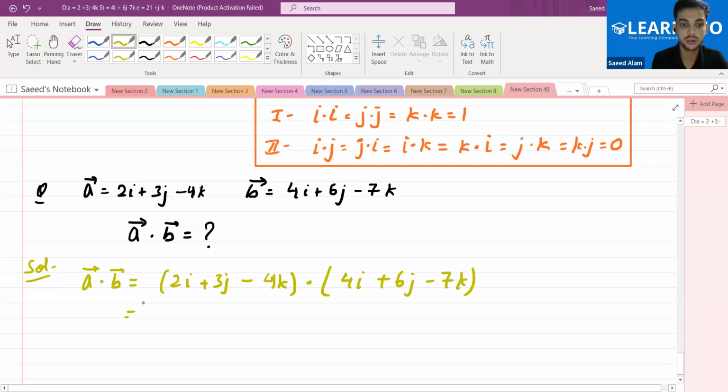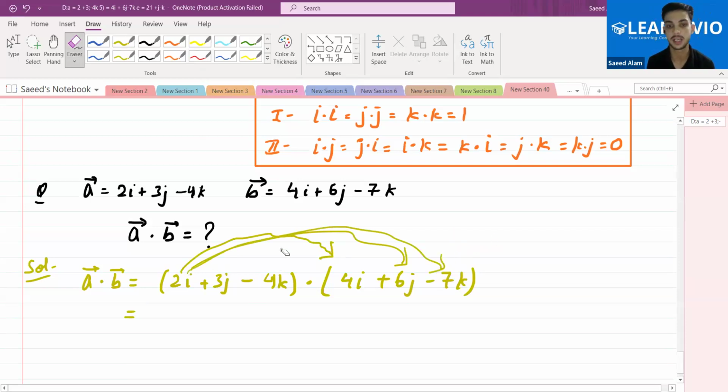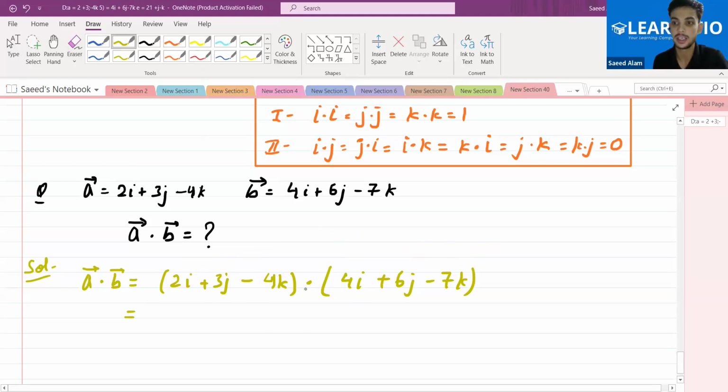Do you people know how to multiply the two brackets? First of all, multiply this with 4i, then multiply the same thing with 6j, and multiply the same thing with this term as well. If you do this, you will get the dot product. Yes or no? Yes, sir.